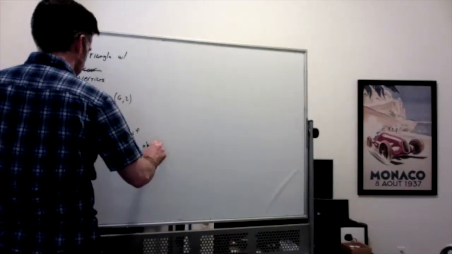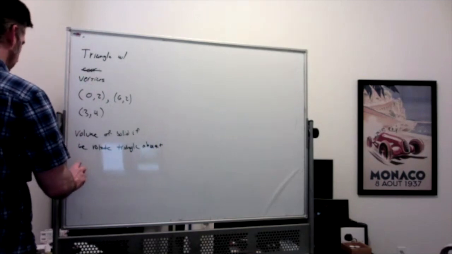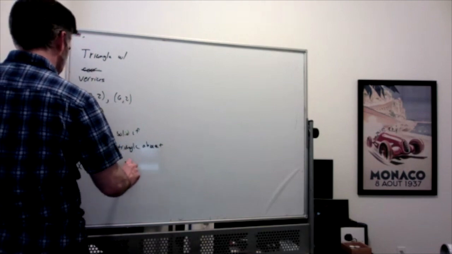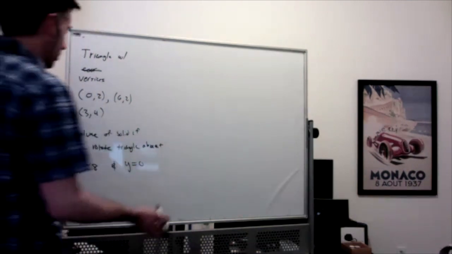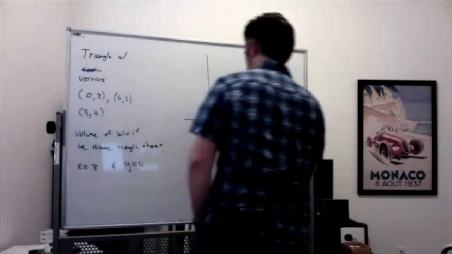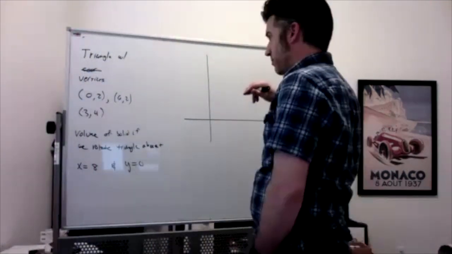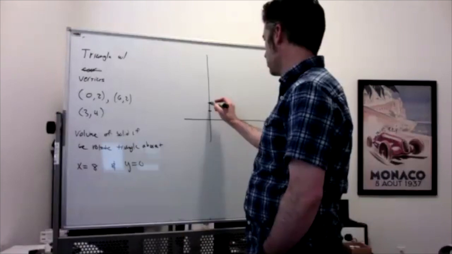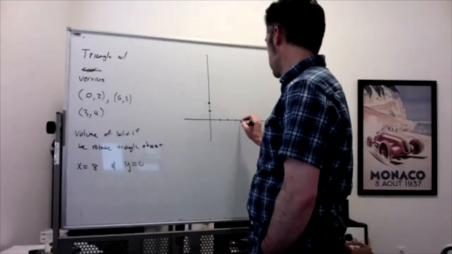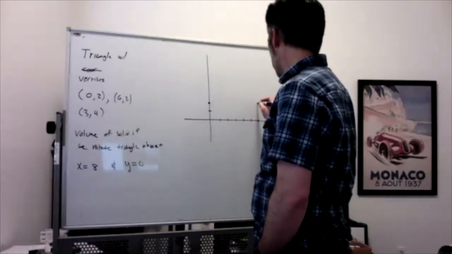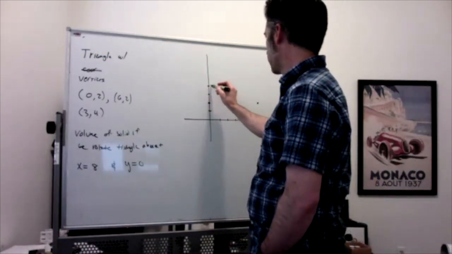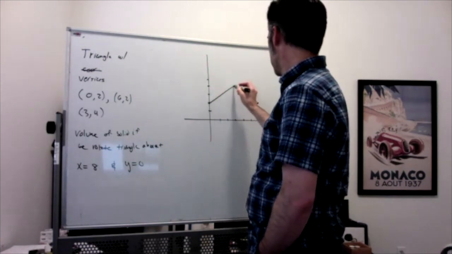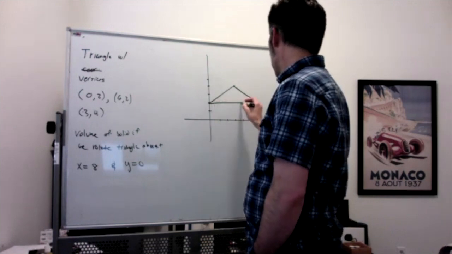about, let's do two things. Let's do the line x equals 8, and let's do the line y equals 0, which is the x-axis. Okay, so let's draw a picture. So let's see here. I've got the points (0, 2), (6, 2), and (3, 4).